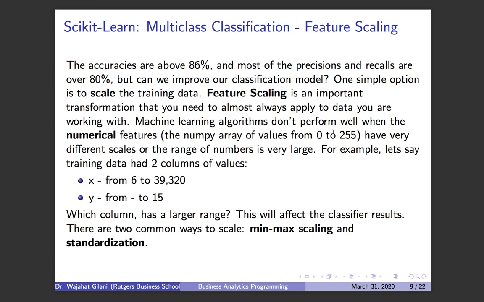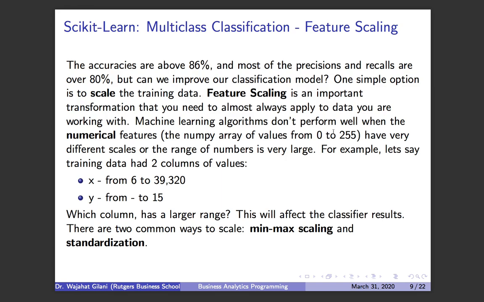So look, the accuracies are above 86%, and most of the precision and recalls are over 80%. But can we improve this? Of course we can. A simple option is to scale the training data. All right. Feature scaling is an important part of transformation that you almost always do to your data when you're working with it. What does this fall under? This falls under data wrangling, but it's still very important in terms of your analysis.